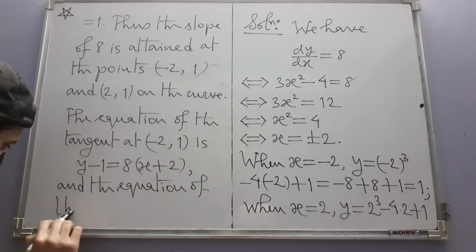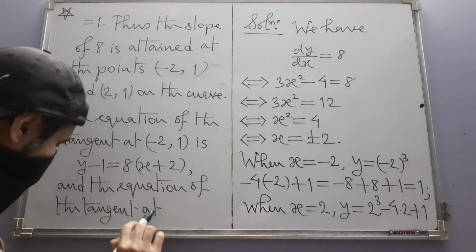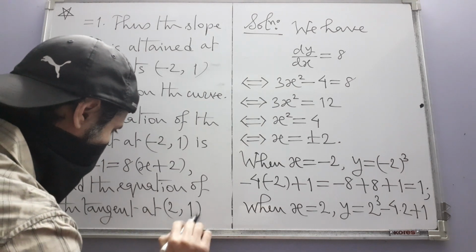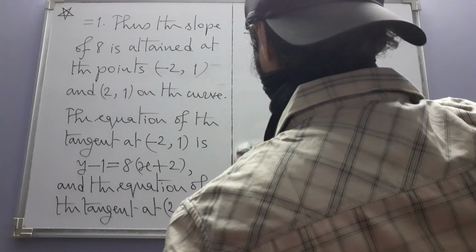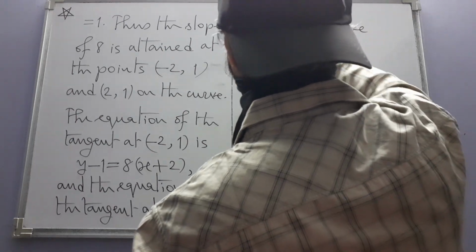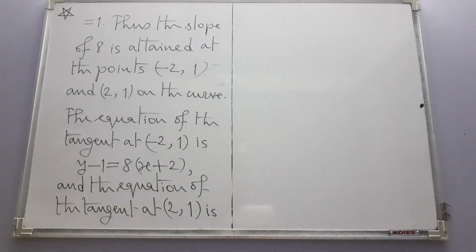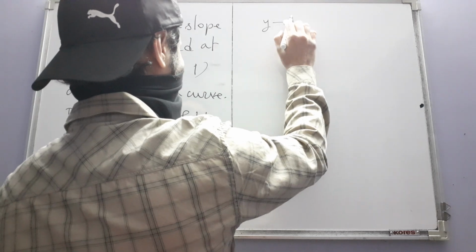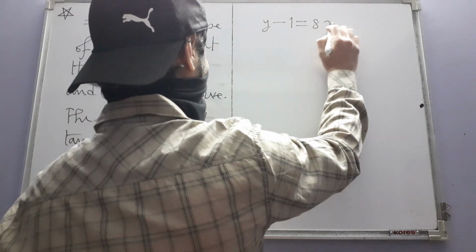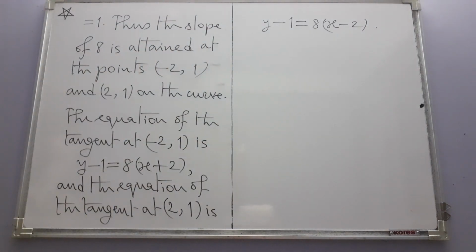the equation of the tangent at 2 comma 1 is that other one, similar one. This time we have y minus 1 equal to 8 times x minus 2. So these are the two tangents.